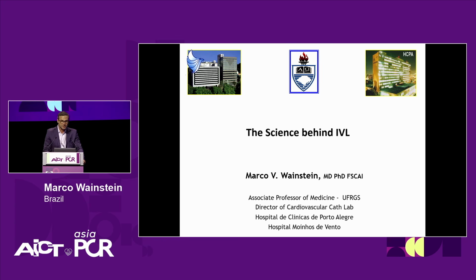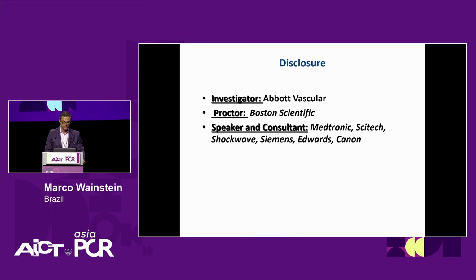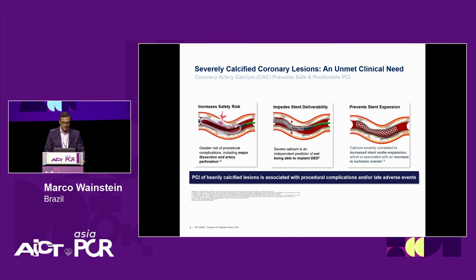So my task is to give you some tips and hints about the science behind intravascular lithotripsy. I'd like to start with the obvious but important concept that severely calcified coronary lesions are still an unmet clinical need. Why? Because we know that they increase the safety risk of the procedure, they impede stent deliverability, and they also prevent stent expansion, increasing underexpansion, which is associated with an increase of ischemic events.